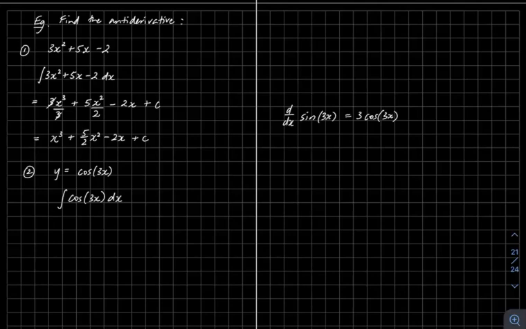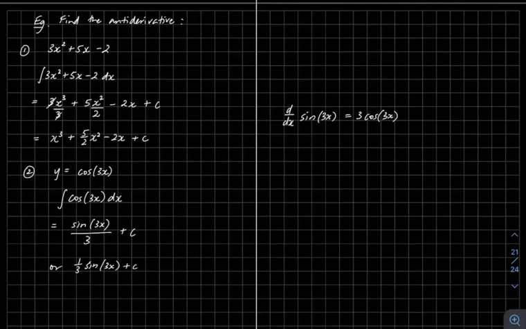So here when I'm anti-differentiating cos 3x, I need to recognize that the antiderivative of cos is sine, but I also need to divide by that 3 that would come out from differentiating 3x. So the antiderivative of cos 3x is sine 3x over 3, or we could say 1/3 sine 3x. Let me write it that other way: 1/3 sine 3x plus c.